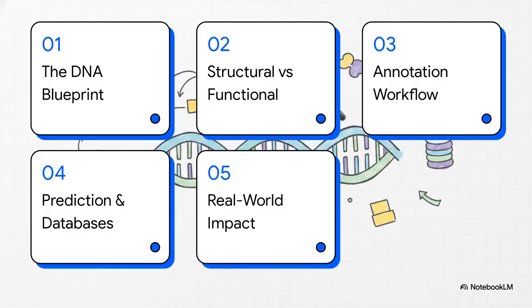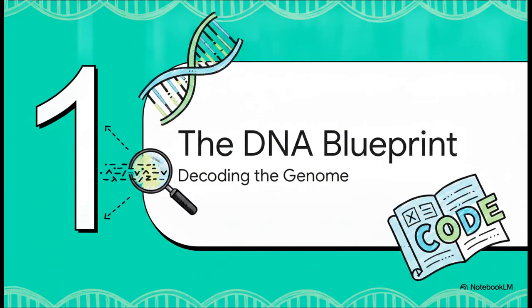Okay, so here's our roadmap for today's explainer. We're going to cover 1. Decoding the DNA blueprint, 2. Structural versus functional annotation, 3. The annotation workflow, 4. Gene prediction and databases, and finally, 5. Real-world impact and the future. Let's get to it. Kicking things off with Section 1, Decoding the DNA blueprint.